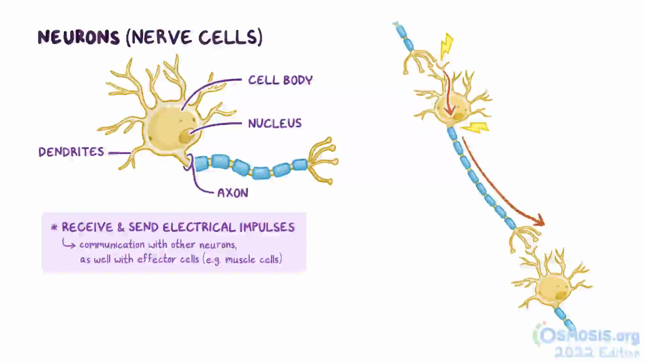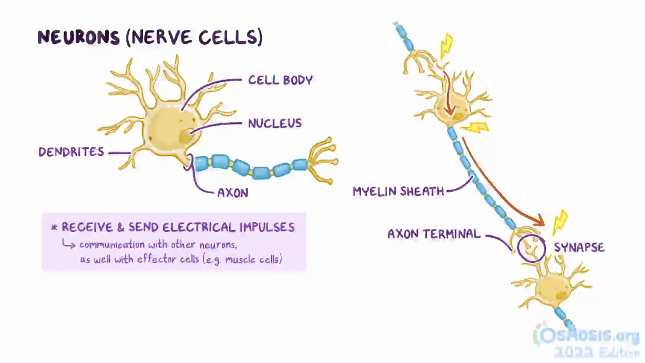Many axons are covered with a layer of lipids and proteins that speed up the conduction of these impulses, called the myelin sheath. Now, the electrical impulse eventually reaches the distal parts of an axon, called the axon terminals. Here, an axon terminal can meet up with a dendrite of another neuron, and this contact site is called a synapse, which facilitates the communication between neurons.